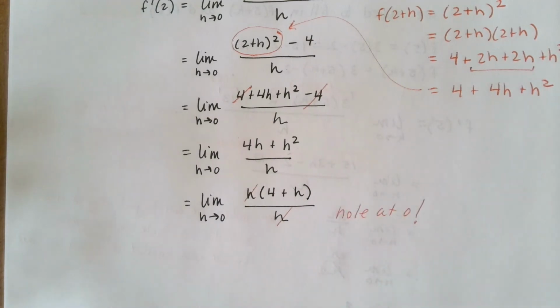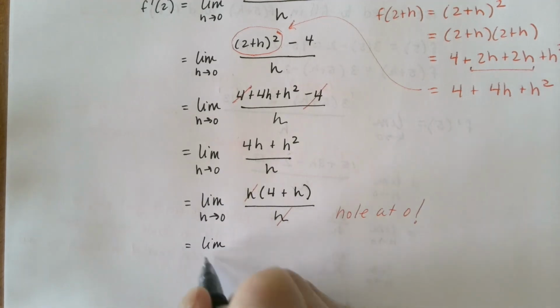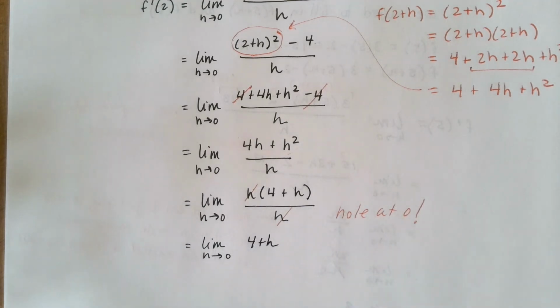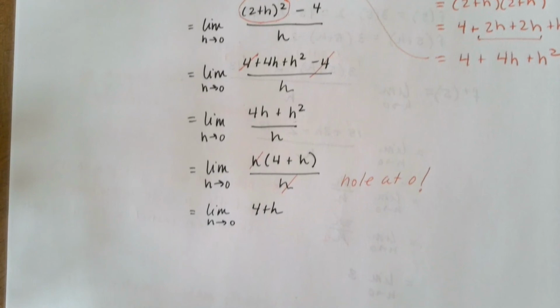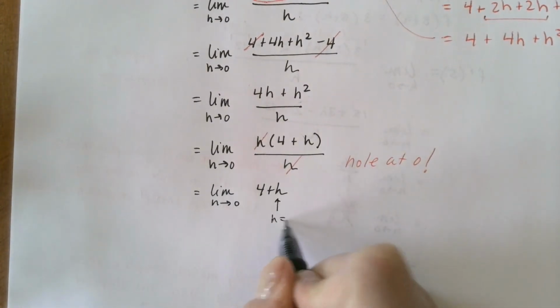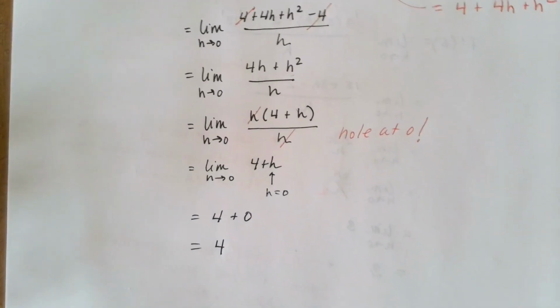I really did have a hole at h equals 0. So this limit should equal that limit. And 4 plus h is something that I can plug in h equals 0. So that's what I'm going to do. And I'll just get 4 plus 0. My final answer is 4.